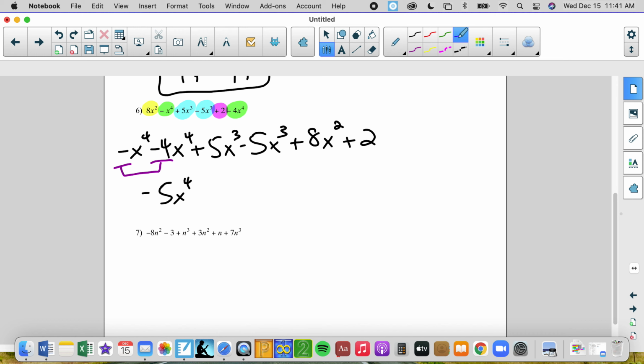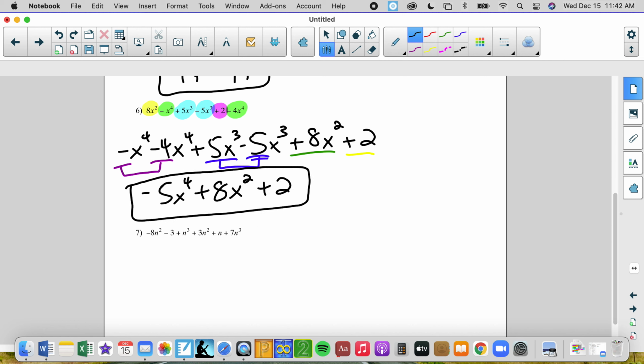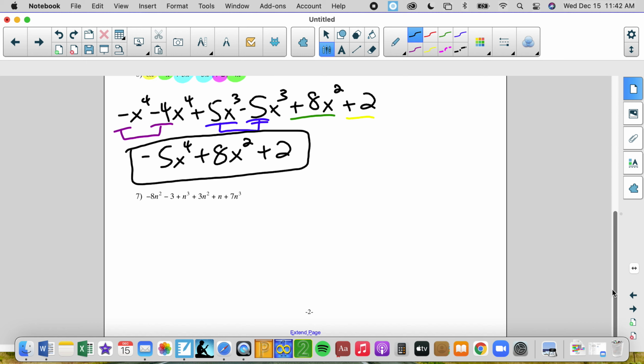We have positive 5 and negative 5x to the third. Those are opposite of each other. Positive 5 and negative 5 makes 0. So we will not have an x to the third term. Then we have 8x squared that doesn't have a partner, so that just comes down. And we have our constant that also doesn't have a partner, and that'll just come down. This is in standard form. X to the fourth came before x to the second, and the constant is always going to be last.